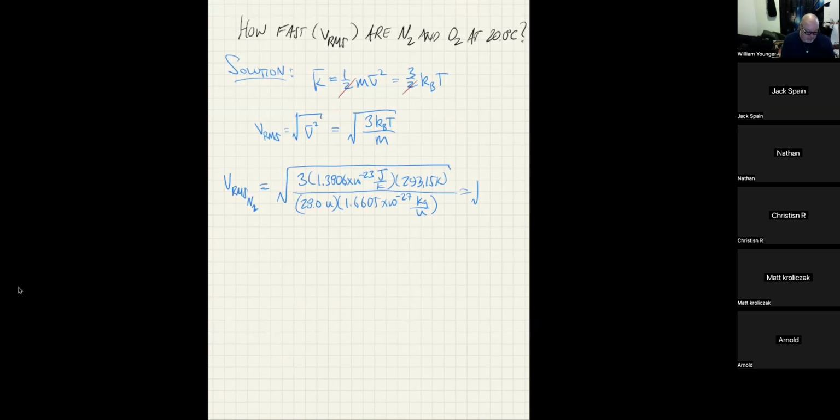Stupid thing. 3 times 1.3806 e to the negative 23 times 293.15 divided by parentheses 28 times 1.6605 e to the negative 27 close parentheses. I do have two negatives this time. This gives me the square root of 261145. And if you look at the units, you can see that they're meters squared per second squared. So when I take the square root of this, I get, oh, I was remembering the wrong one. I get 511 meters per second.